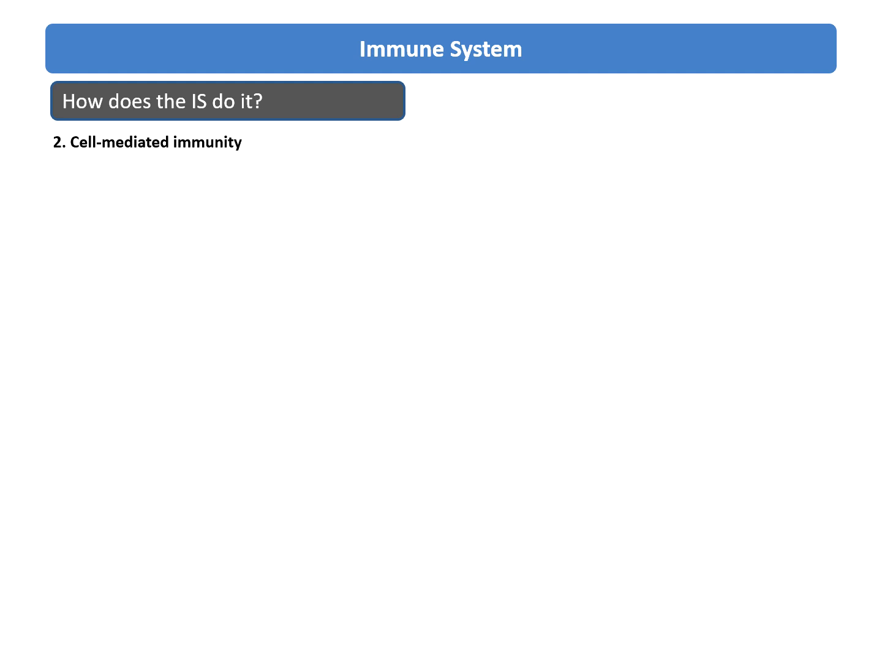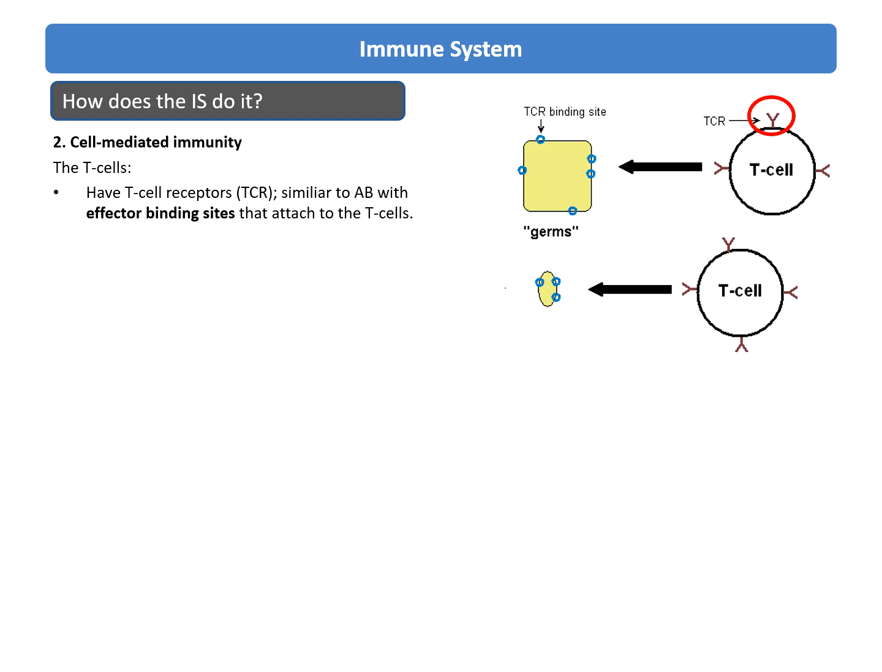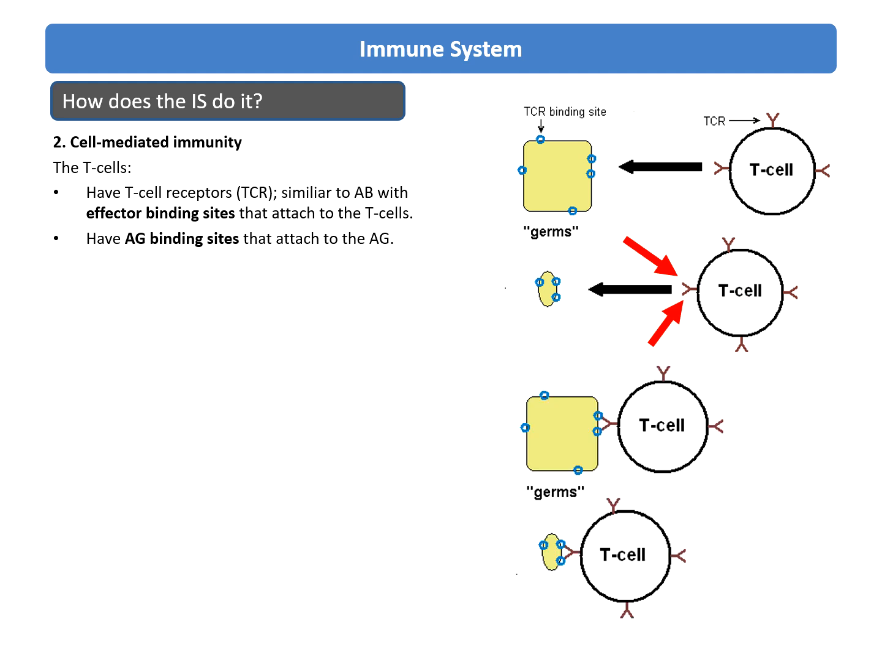What about cell-mediated immunity? T cells have T cell receptors. These are similar to antibodies with an effector binding site that attaches the T cell receptor to the T cell. They also have antigen binding sites that attach the T cell receptor to an antigen. And in so doing, it finds specific germs to attack.